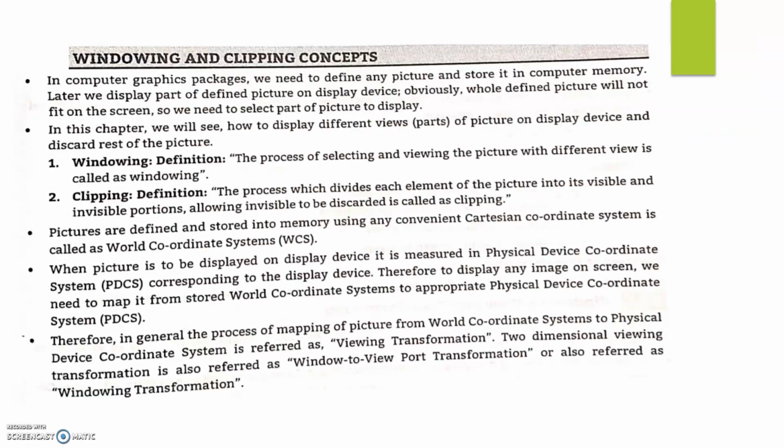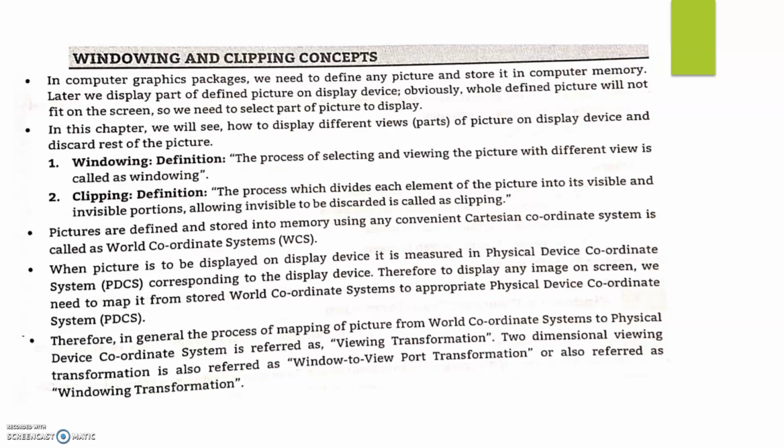Windowing and clipping. In computer graphics, we need to define any picture and store it in computer memory. Later, when we want to display part of that particular picture on a display device, the whole defined picture will not fit on the screen. So, we need to select part of the picture to display. Windowing and clipping means how to display different views of the picture on the display device and discard the rest of the picture.